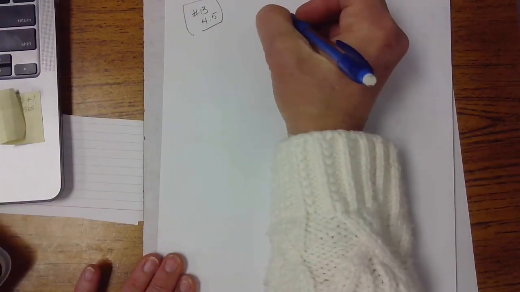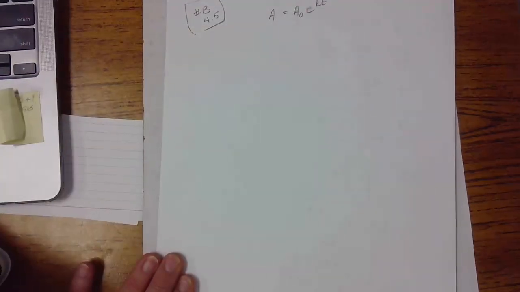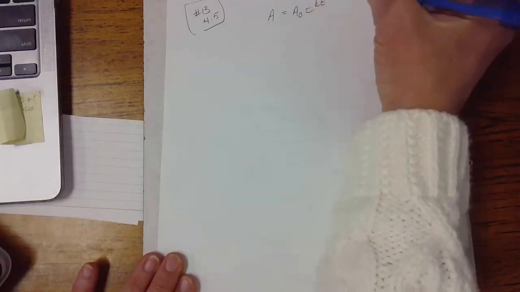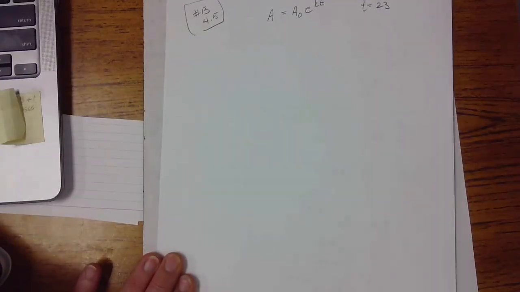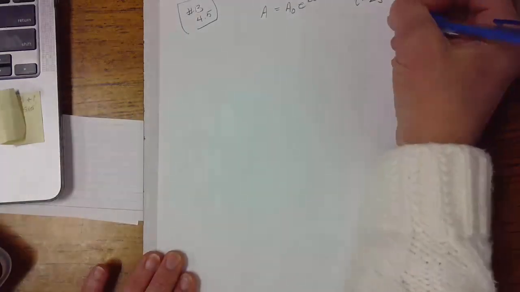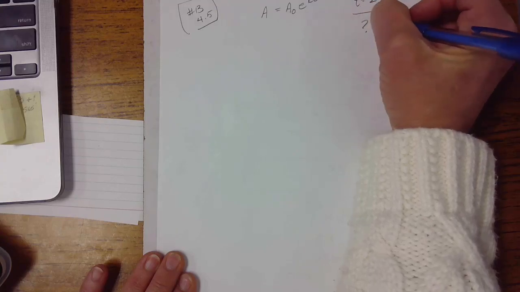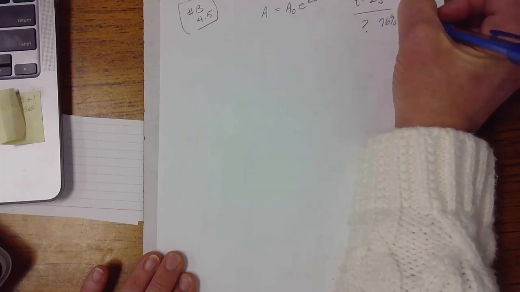Mine says, okay, we're still going to use the model A equals A sub naught e to the kt power. And it says the half-life of a certain substance is 29 years. What does yours say? 23. Okay, so I'm going to go T equals 23. And then it says find how long it will take for the sample substance to decay to 63% of the original. What is yours? 76. Okay, so we're going to do a new problem, and it's going to be question mark: how long until you have 76% of A?